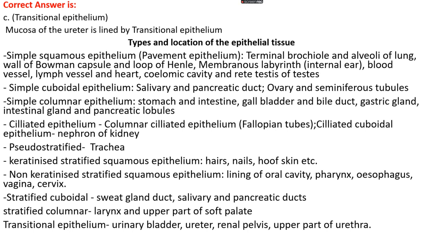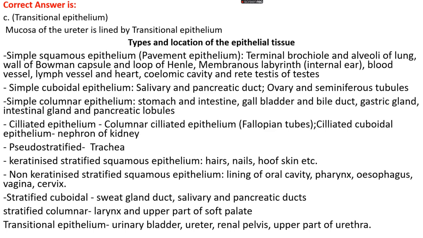Let's see some types and locations of epithelial tissue. The simple squamous epithelium, also known as pavement epithelium, is mainly found at the terminal bronchioles and alveoli of the lungs, and also in the wall of the Bowman capsule and loop of Henle. It also lines the membranous labyrinth, that is the internal ear, and lines blood vessels, lymph vessels, the heart, the coelomic cavity, and the rete testis of the testis.